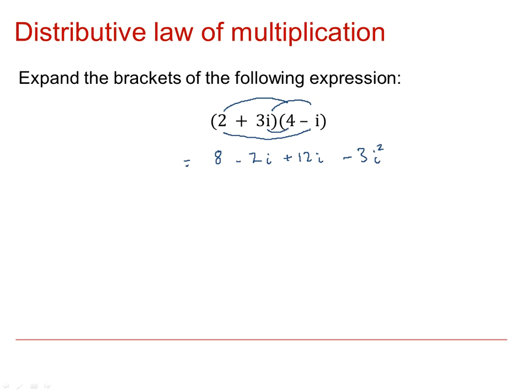Now what we need to then remember is that i squared is equal to negative 1. So this then becomes 8 plus 10i, and then we've got negative 3 multiplied by negative 1, which is plus 3. So in total, 8 plus 3, being the real part, is 11, and then plus 10i.